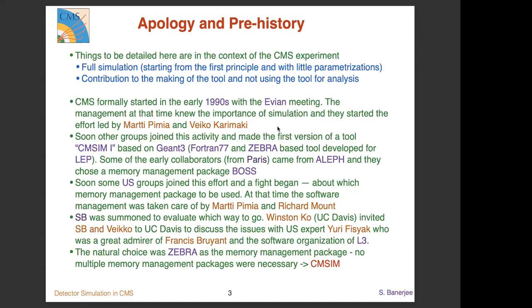Now, incidentally, Uri Fischer happened to be a member of the EHS experiment, the European Hybrid Spectrometer experiment, where the architect was Francis Bruyère. Uri was an admirer of Francis, and also of the software organization of L3. So that helped me a bit. We thought the natural choice would be Zebra as the memory management package, so that we do not need to use multiple memory management packages. And that's how CMSIM was born.